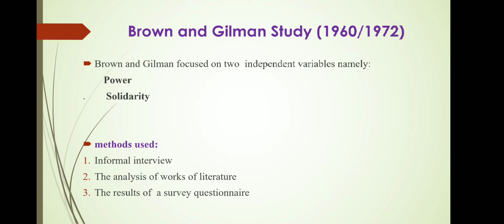Concerning the methods used, they relied on informal interviews. Also, they relied on the analysis of works of literature, especially drama, and they also have results of survey questionnaires. And they focused on two independent variables, namely power and solidarity. So let's see one by one.